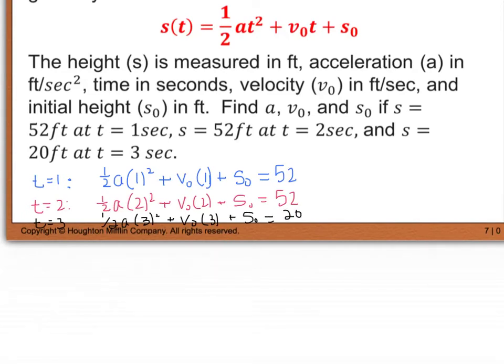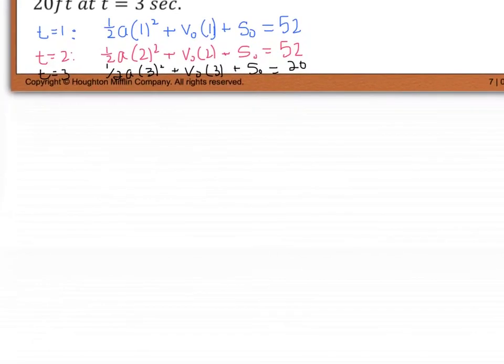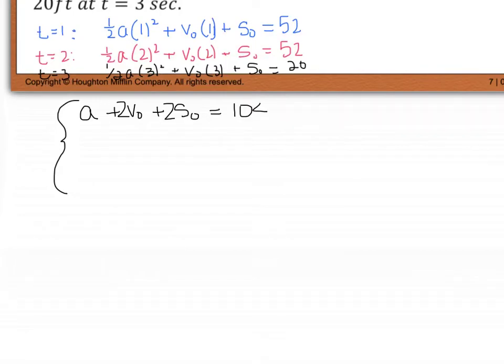So if I go ahead and write all of this as a system of equations, I'm going to eliminate this 1/2, so I'm going to multiply all of these terms by 2, which is the same as dividing by 1/2. So that will give me a plus 2v sub 0 plus 2s sub 0, because I'm multiplying everything by 2, equals 104.